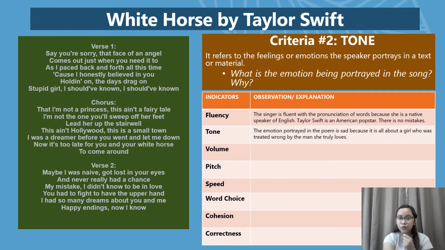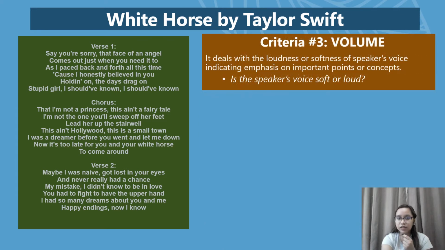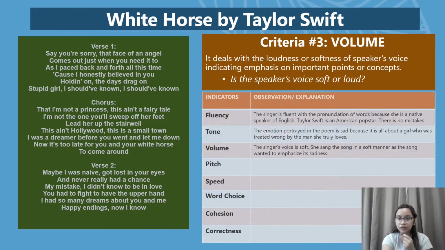Second is tone. What is the emotion being portrayed in the song? The emotion portrayed in the song is sad because it is all about the girl who was treated wrong by the man she truly loves. The next one is volume. Is the speaker's voice soft or loud? So the singer's voice is soft. She sang the song in a soft manner as the song wanted to emphasize its sadness.